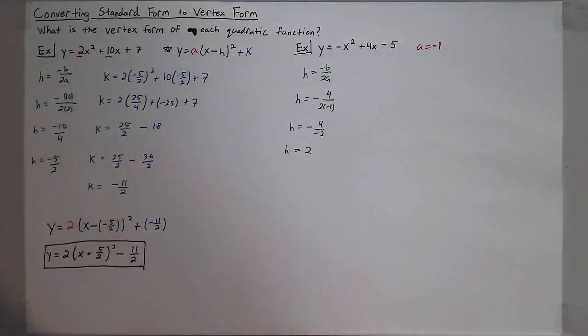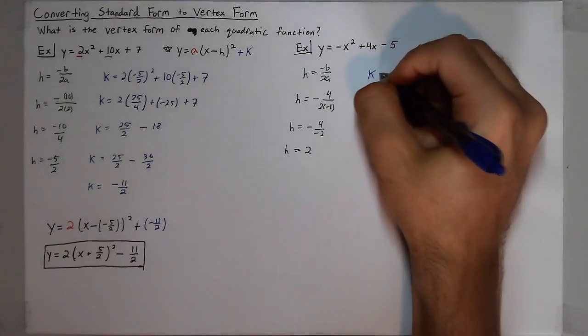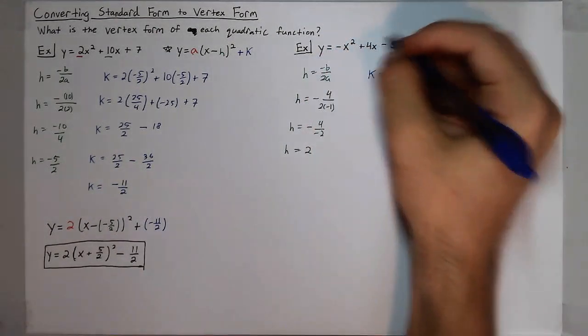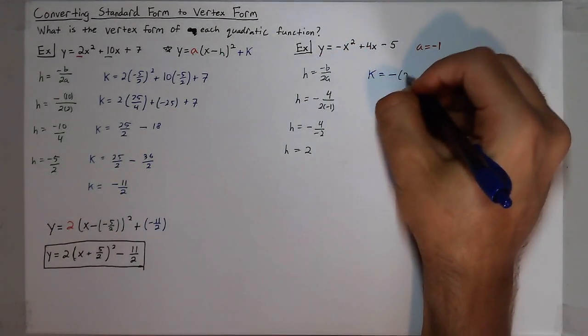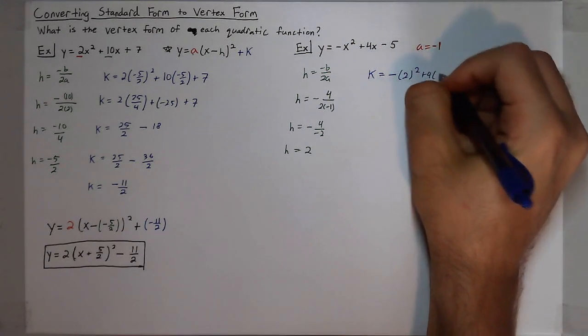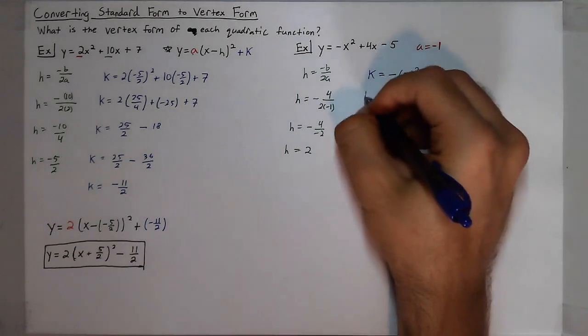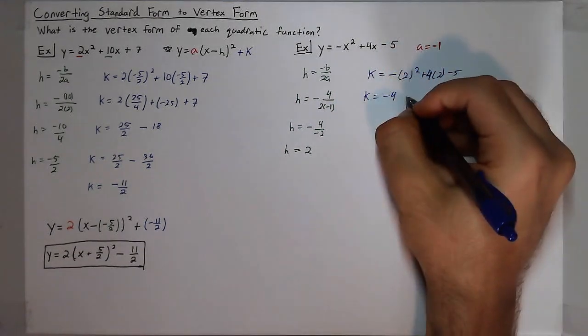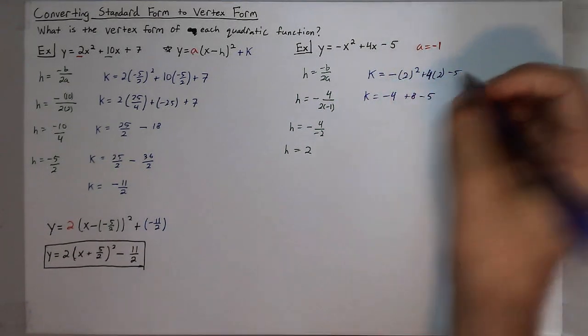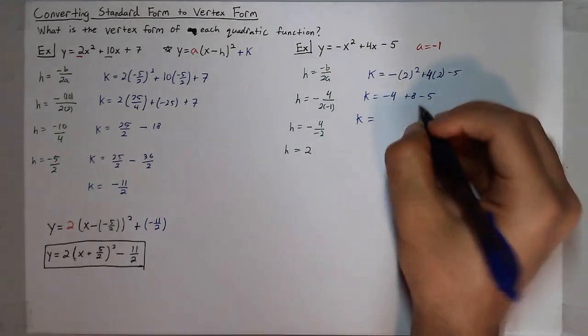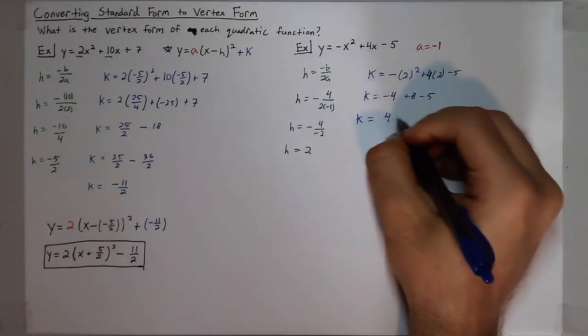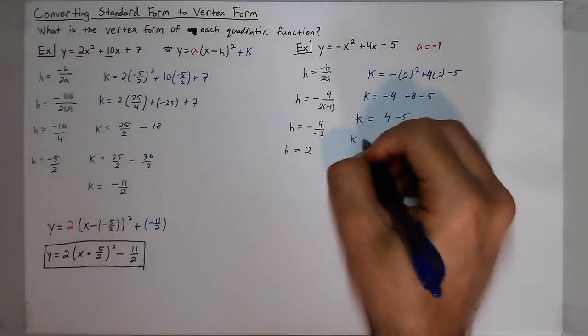And k is equal to plugging that value into the equation. So negative of 2 squared plus 4 times 2 minus 5. So negative 4 plus 8 minus 5. So negative 4 plus 8 is 4, and 4 minus 5 means k is equal to negative 1.